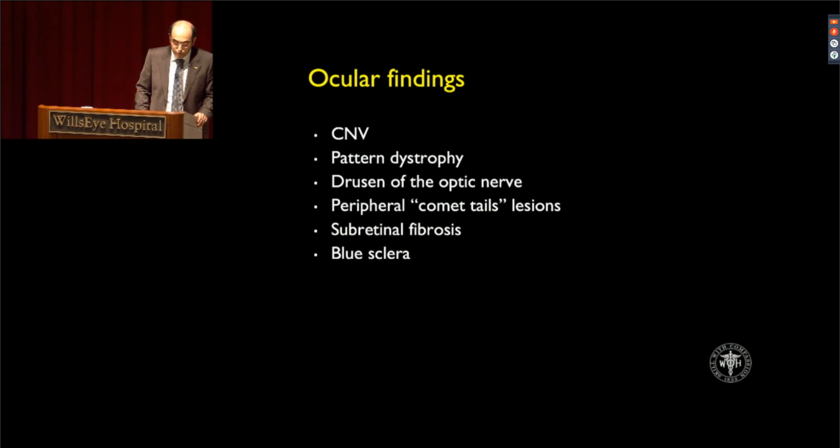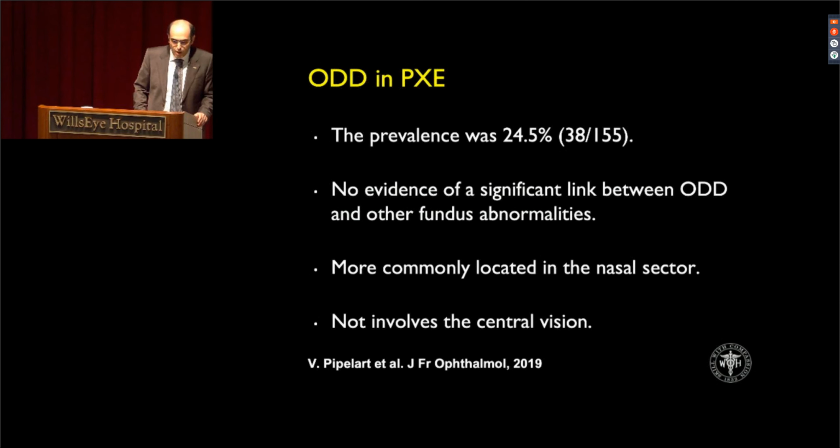and blue sclera. Speaking of optic disc drusen in pseudoxanthoma elasticum, because we saw this finding in our patients, there was a study in 2019 from France. They evaluated 155 eyes with pseudoxanthoma elasticum and reported a prevalence of optic disc drusen of 24% in these eyes. No evidence of a significant link between optic disc drusen and other fundus abnormalities was found, and these drusen were more commonly located in the nasal sector of the optic nerve, and they never involve central vision.